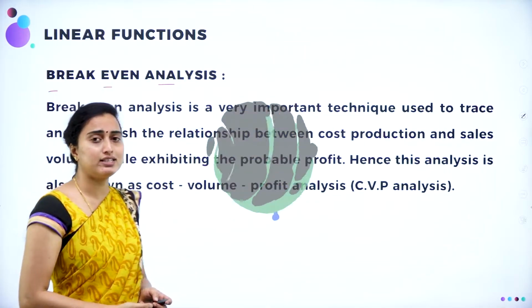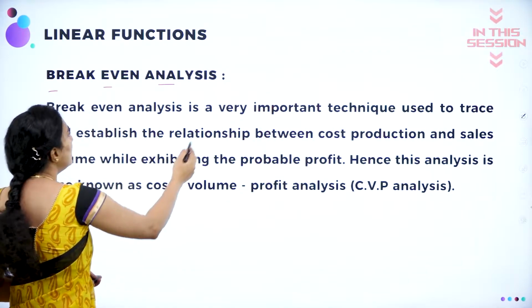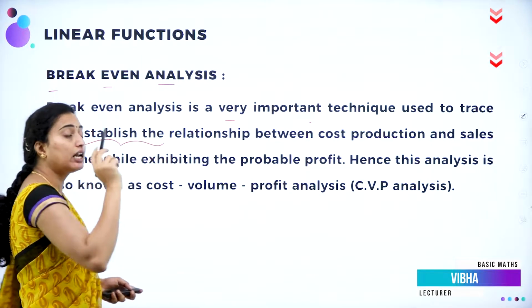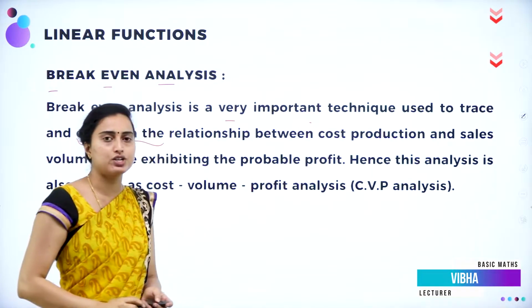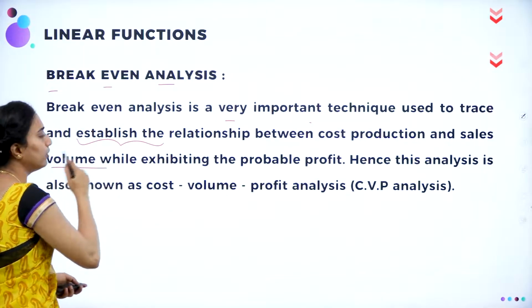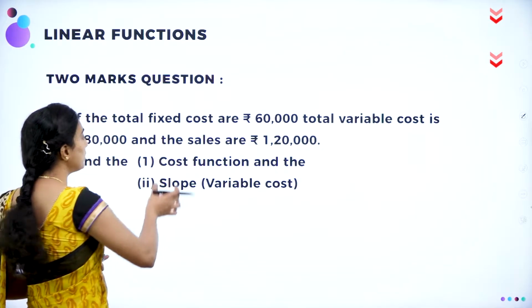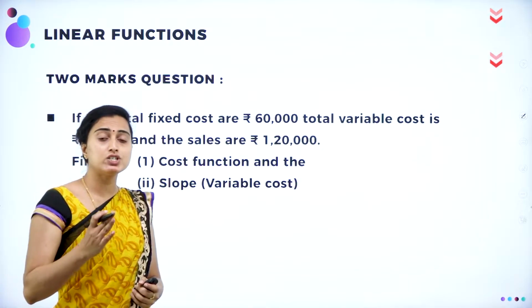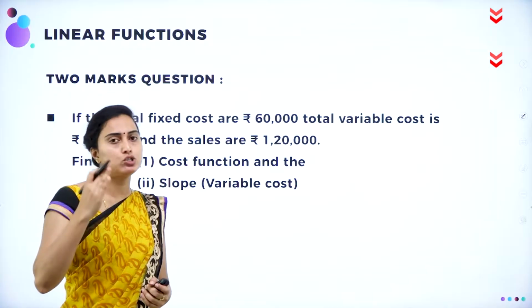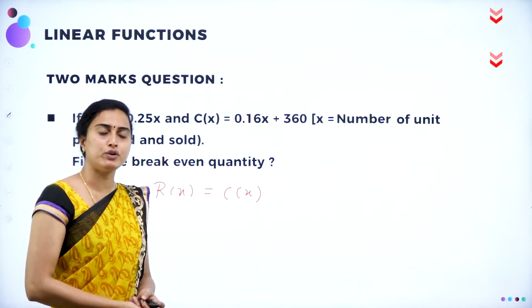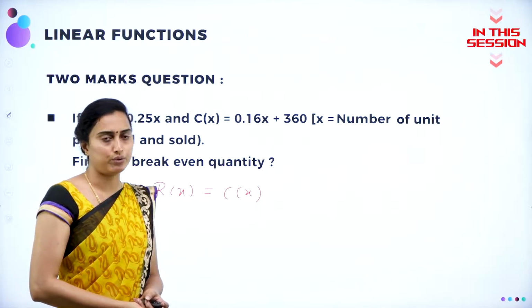What do you mean by analysis of this one? It is nothing but very important techniques used to trace established relation between the cost production and the sales volume. Let's just find out. First one is nothing but the slope variable cost, because what is a cost function? Cost function is total variable cost plus total fixed cost. You are going to get the value of the X, which is the number of units produced or sold out.